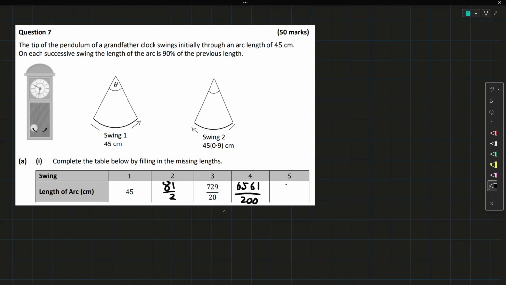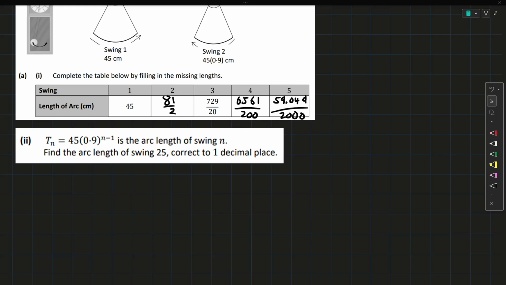And then multiply that by 90%, you get 59,049 divided by 2000. So yeah, it's just filling in numbers. Then we're told the general formula, and we're told to find the arc length of string 25. So we just have to plug in n equals 25.